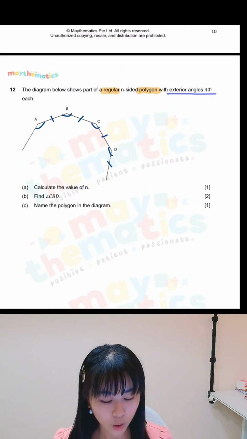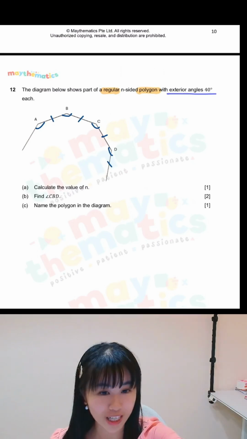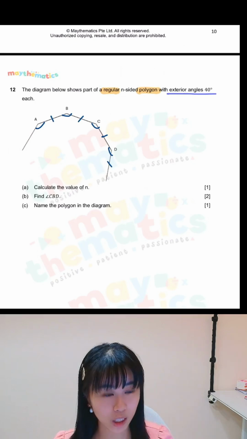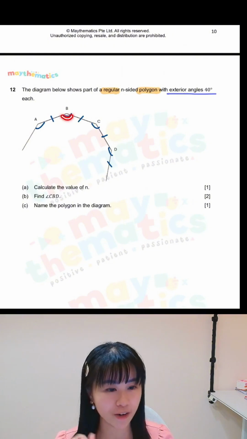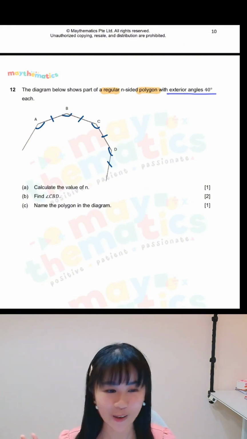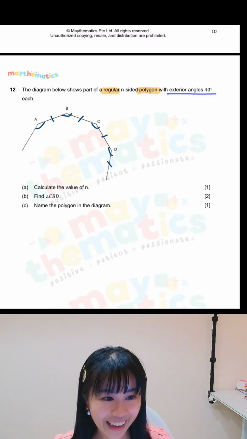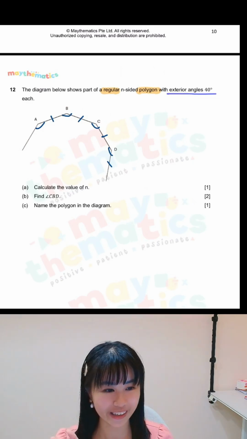What is your exterior angle? Who can tell me the definition of exterior angle? Or perhaps I make my question clearer. How is your exterior angle related to your interior angle? Somebody said exterior angle is outside. Outside where? Is it outside like that? How is your exterior angle related to interior angle?